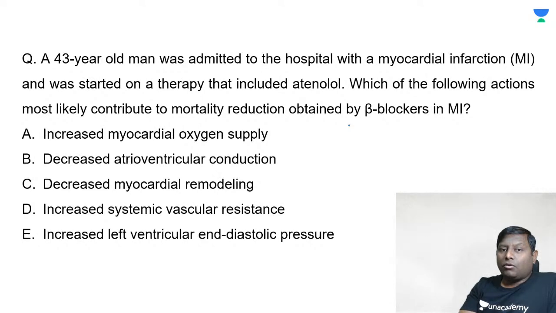A 43-year-old man was admitted to the hospital with MI and was started on therapy that included atenolol. Which of the following actions most likely contributes to the mortality reduction obtained by beta blocker in MI? Increased myocardial oxygen supply, decreased AV conduction, decreased myocardial remodeling, increased systemic vascular resistance, increased left ventricular end-diastolic pressure.